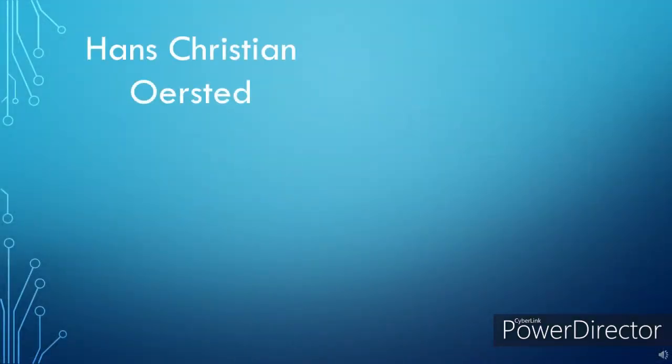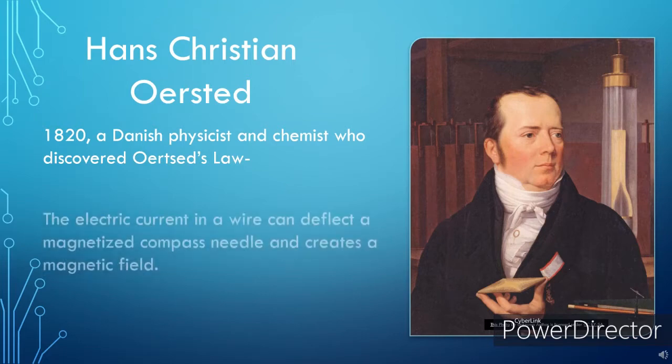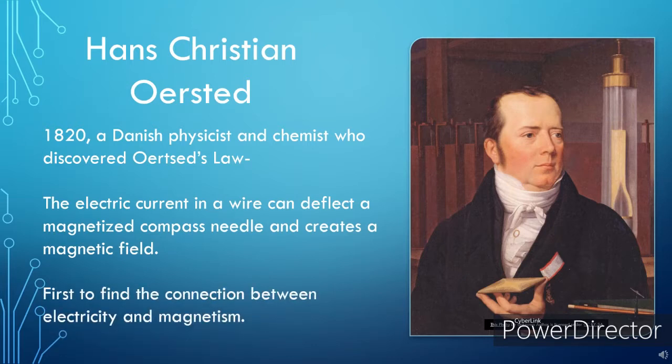In 1820, Danish physicist and chemist Hans Christian Ørsted discovered what would become known as the Ørsted law, that an electric current affects a compass needle and creates magnetic fields. He was the first scientist to find the connection between electricity and magnetism.